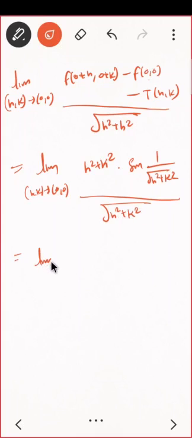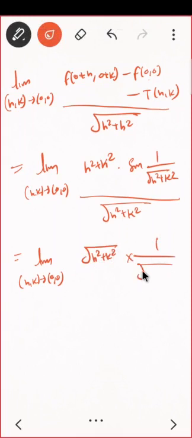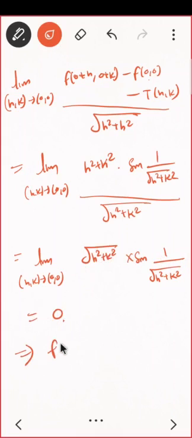And how will you do that? That is limit h,k tending to 0,0. You are having root of h square plus k square multiplied by sine of 1 upon root of h square plus k square. Again the same thing. You know that sine is a bounded function between -1 and 1. Just multiply with this thing. You are having limit as 0. So what it implies is that f is differentiable at this point, at 0,0.